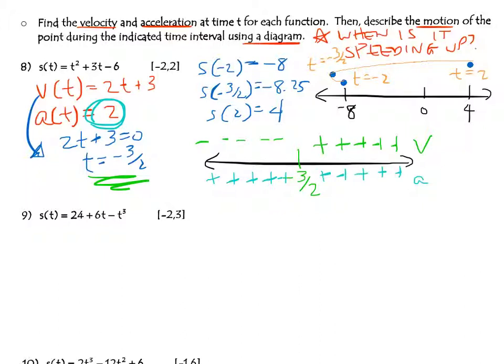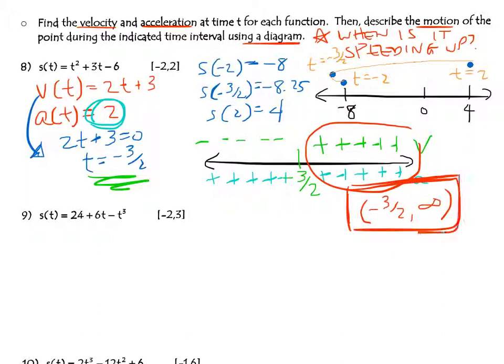So to find when it's speeding up, remember that's when acceleration and velocity are either both positive or both negative. So the object's going to be speeding up from -3/2 to infinity, because both velocity and acceleration are positive. They're moving in the same direction.